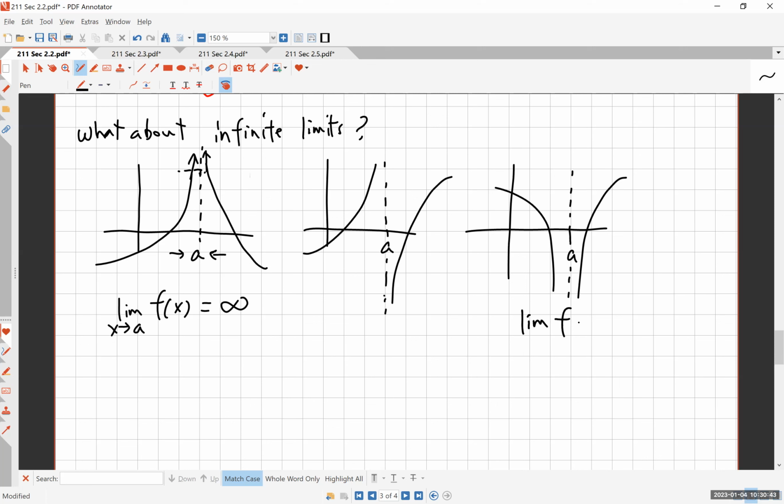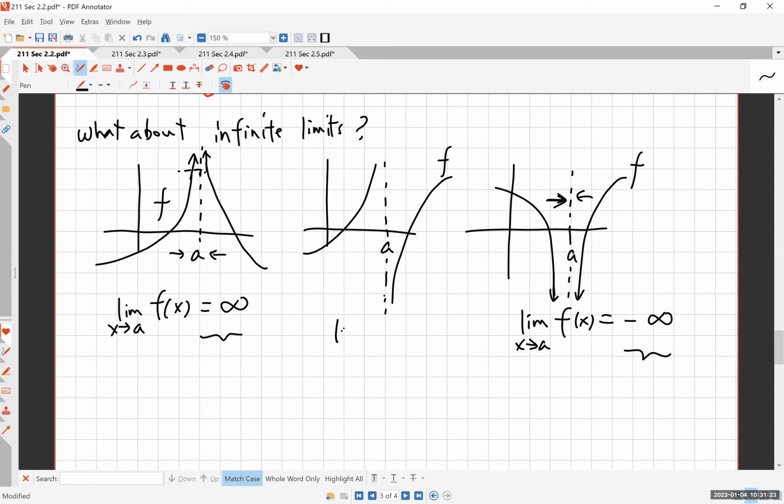And here is the opposite case. The limit as x approaches a is negative infinity, because in both directions, as x approaches a from the right or left, f of x is going down to negative infinity, which means it goes further down than any number you give, no matter how negative. So that's negative infinity as your limit, and here is positive infinity as your limit.